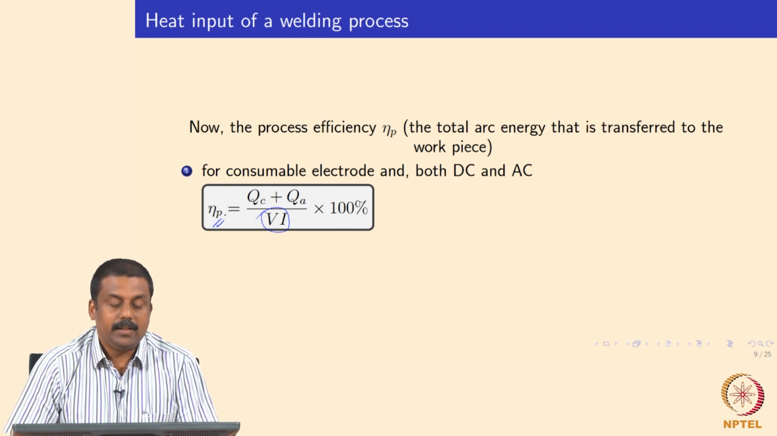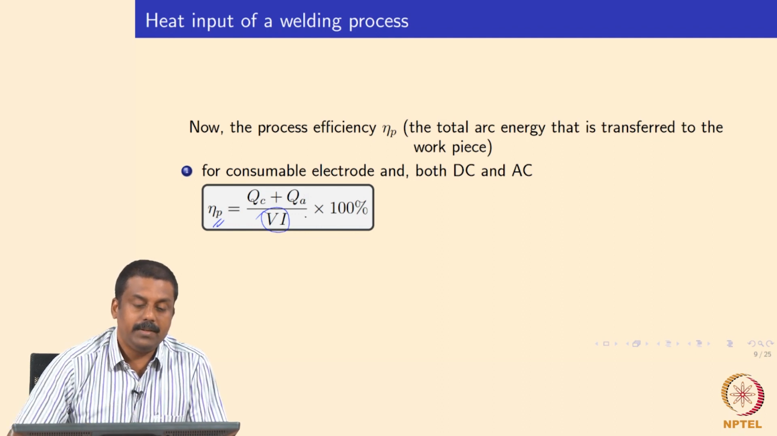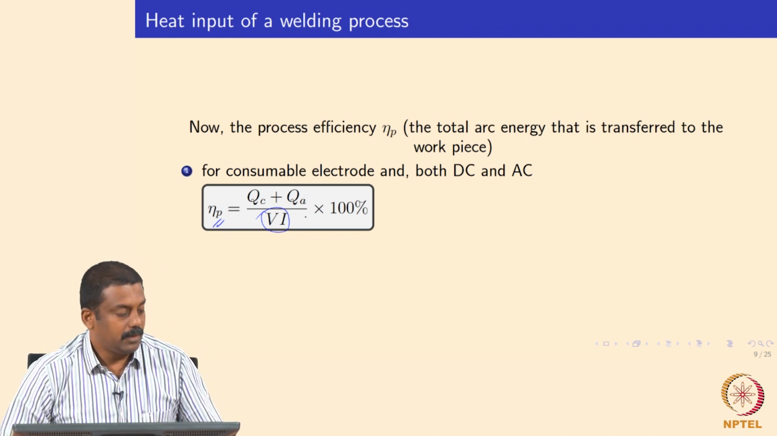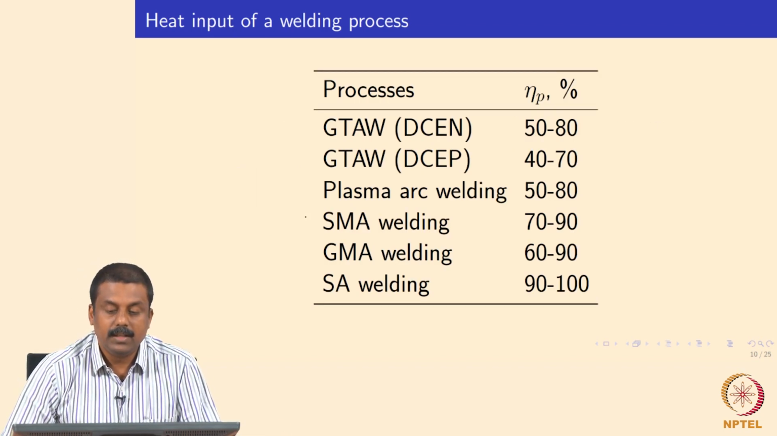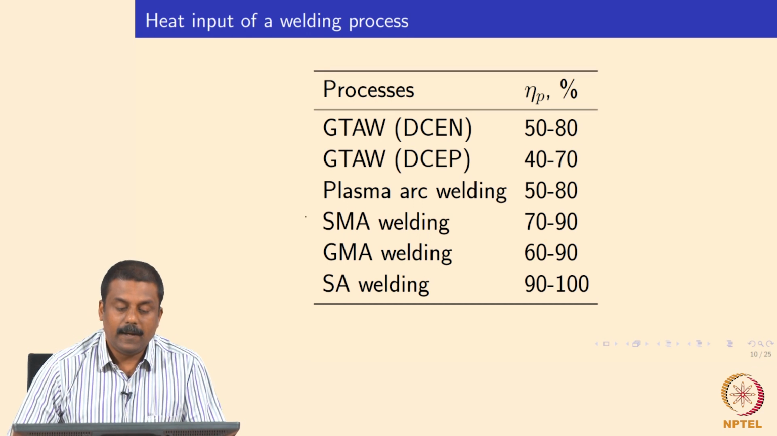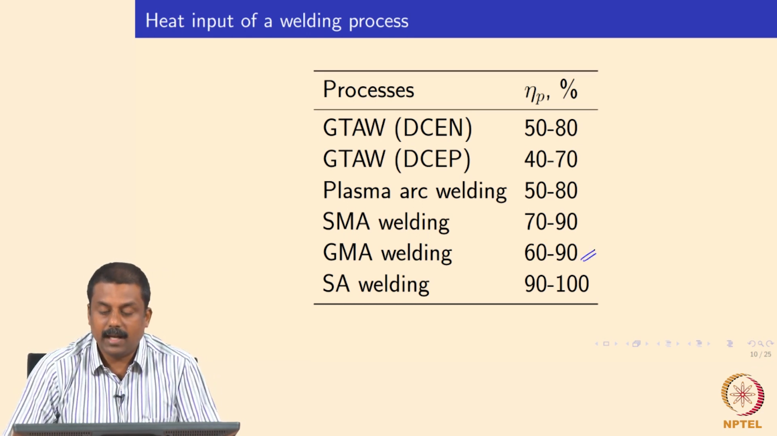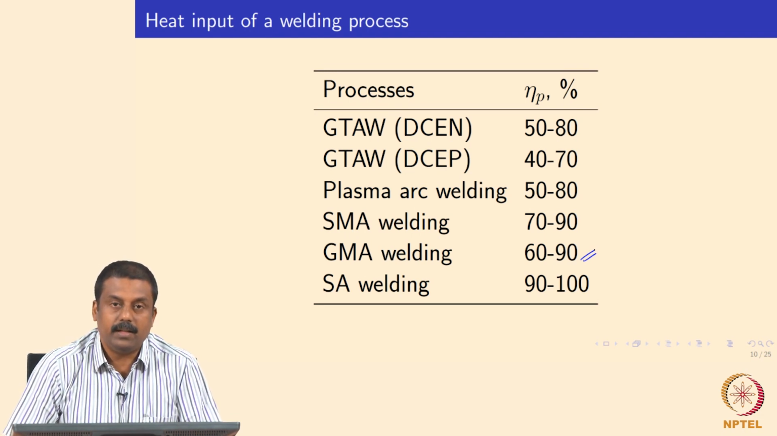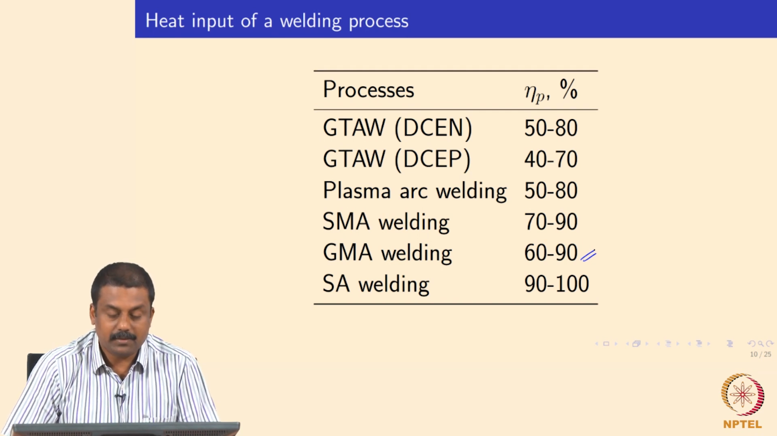So based on your polarity, it can be either QC or QA. That will be your efficiency of the gas tungsten arc welding process. That's why generally in gas tungsten arc welding the efficiency is quite low, whereas in a GMAW process you can have the efficiency going up to 60 to 90%, based on the heat transfer from the arc to the workpiece.